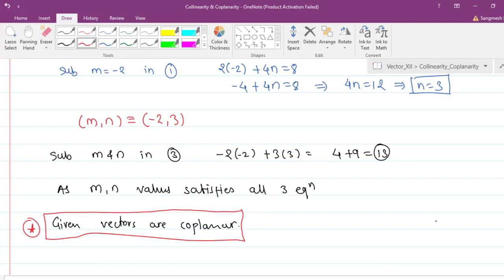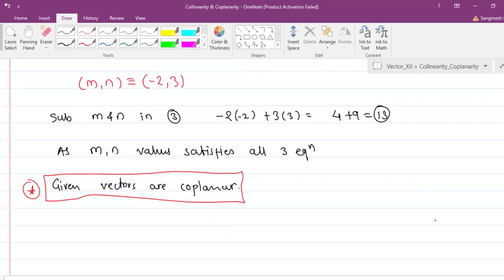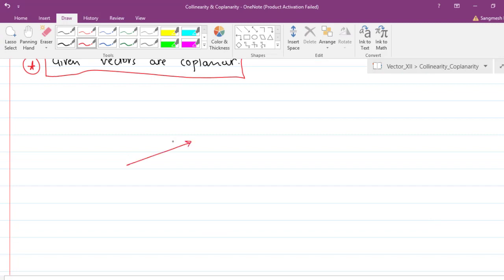So if I take one vector like this, this is A bar and suppose this is B bar. These two vectors are not collinear, but definitely we can draw a plane which can include these two vectors. So these two vectors become coplanar, but it is not guaranteed that these two are collinear. So any two vectors are definitely coplanar but not necessarily collinear. Is it okay?